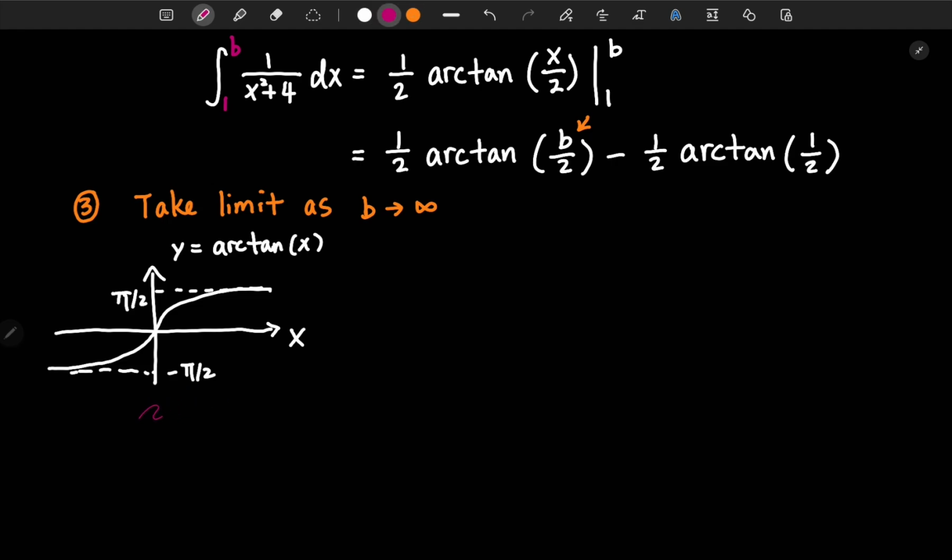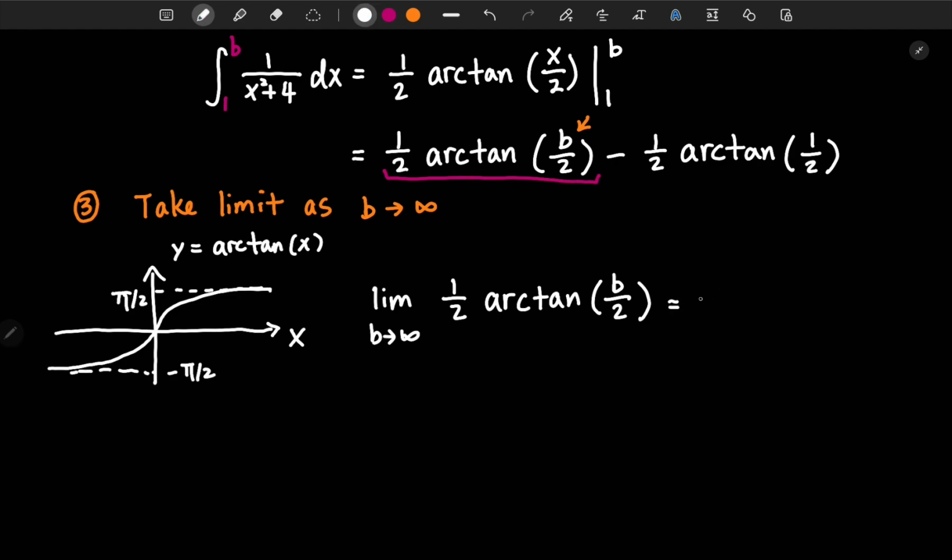So we can see here as arc tangent goes to infinity, so as we can see from the graph, as the limit of b goes to infinity, 1/2 arc tangent b over 2, which is this part over here, is going to be 1/2 times pi over 2. Because as b goes to infinity, we look from the graph, which we have a horizontal asymptote that goes to pi over 2, which is going to be pi over 4.